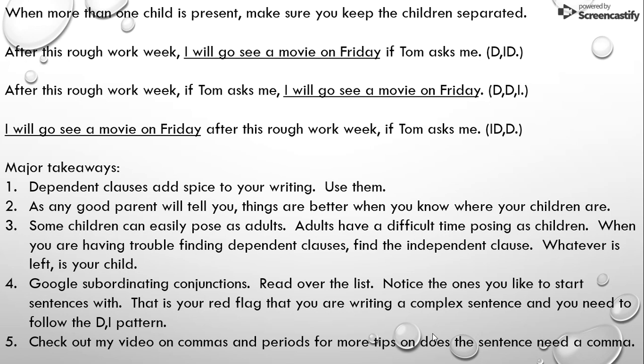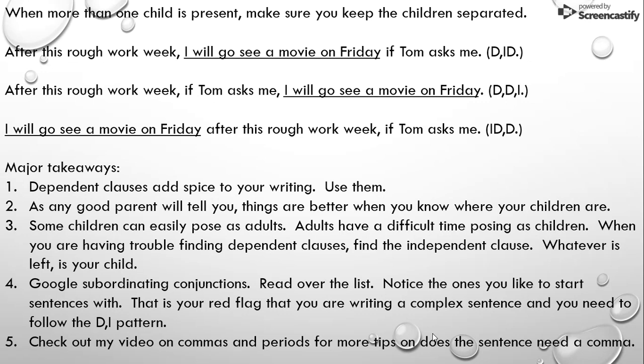The fourth thing that I want you to do is Google subordinating conjunctions. You're going to get a list of a bunch of words in the English language. You don't need to know all of them. Just notice as you're reading that list which ones you like to use as the starting word in your sentence. That's going to tell you that in this sentence, I'm going to need a comma because I started it with a subordinating conjunction. And I automatically know I'm writing a D, comma, I pattern. So take a look at that list of subordinating conjunctions you get when you Google it. Find the ones that you write sentences with and just make a mental note: I need to go back and make sure I put commas in the correct place in that sentence.